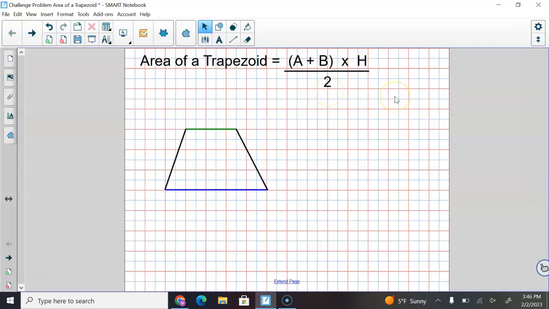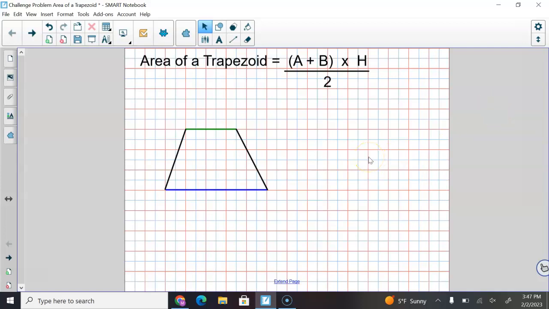And before I go any further with that, I want to clarify what A and B are and what the height is, because your challenge today is to figure out how in the world that formula even works. Because when I was a kid, my teacher just said, trust me, this works, but they never really showed me why or how. And that's my challenge for you today. So let me clarify first.